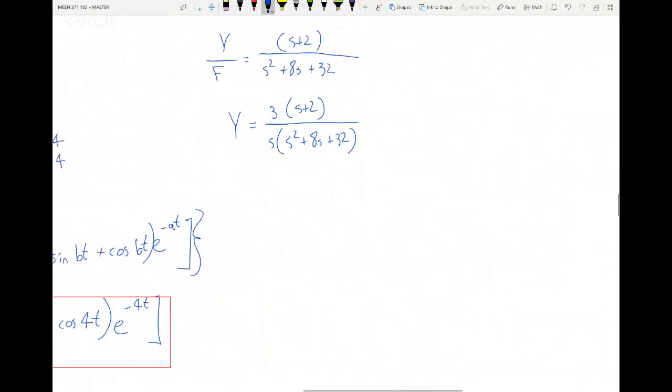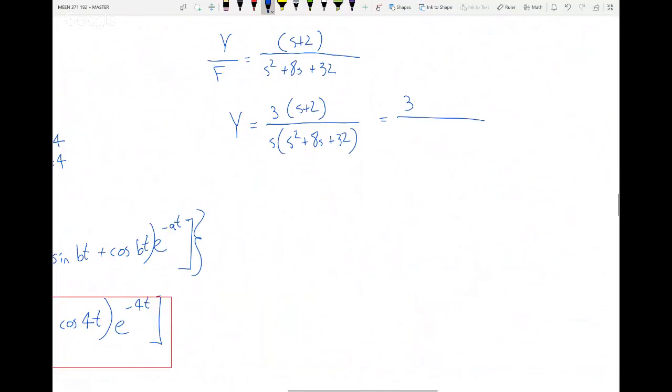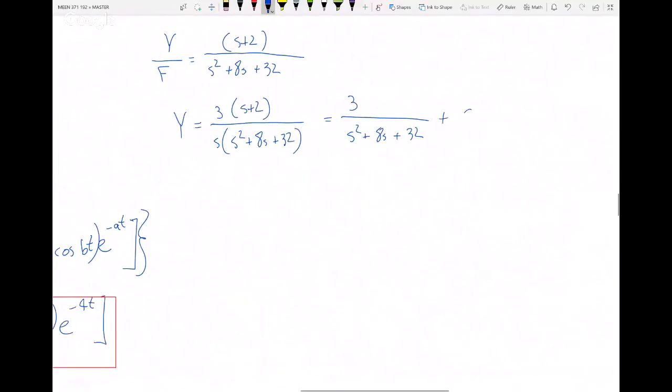We can go ahead and break that apart. That's going to be 3 over s squared plus 8s plus 32, and I just canceled this s and that s out, plus 6 times 1 over s times (s squared plus 8s plus 32).